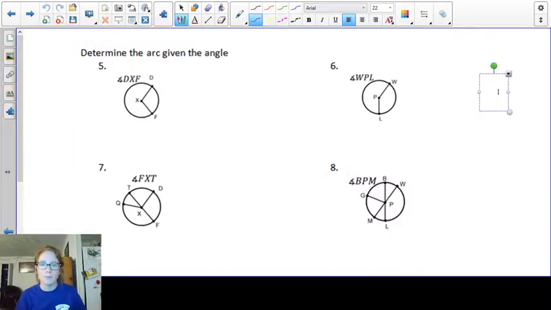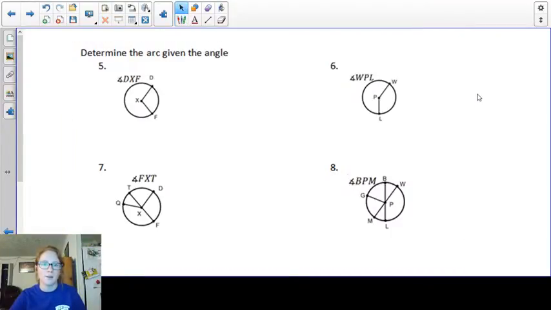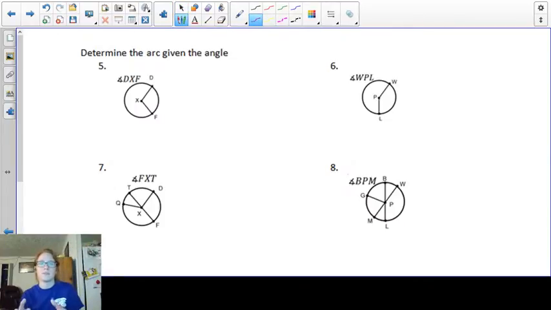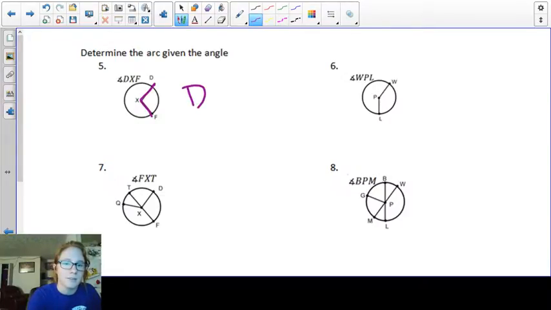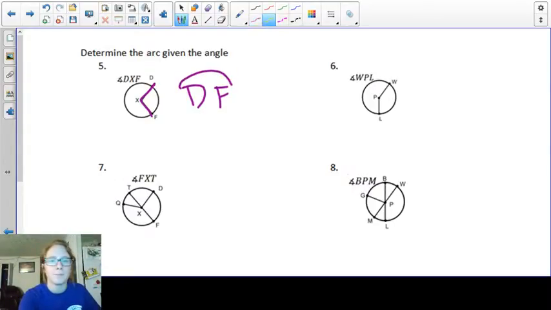All right, let's go ahead and determine the arc based on the given angle. So an arc is a piece of my circumference. The circumference is all the way around my circle. So if we're given the angle DXF, that creates an arc DF. What about angle WPL? Well, that creates arc WL.